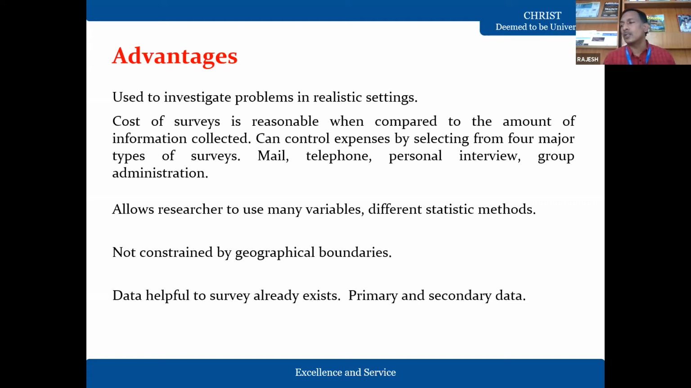And it's not constrained by geographical boundaries because of the advent of the internet and the technology that we have. So it can be widespread, and secondary data is already available for certain surveys. Now there are 2 types of data: primary data and secondary data. Primary data is the one which the researcher is going to collect, and secondary data is the one which is already there, and we can make use of that data also. We can make use of already available data from census. Census is a major repository of data, and you can use it from the particular document also.